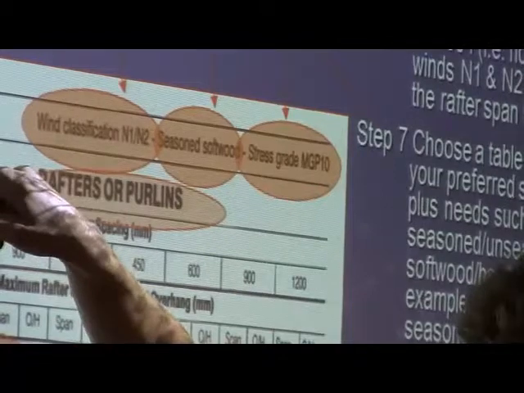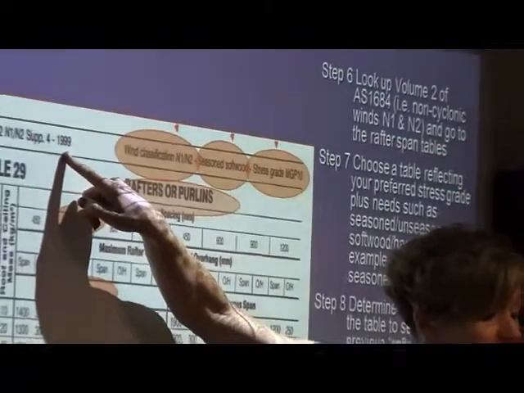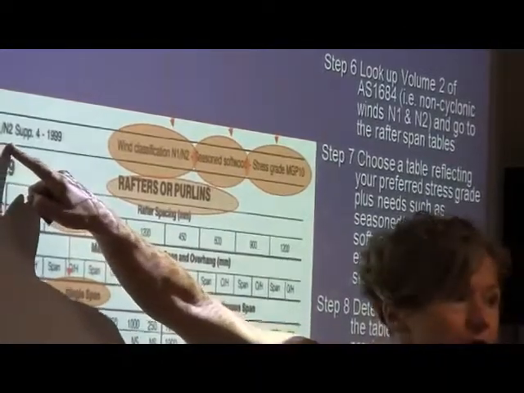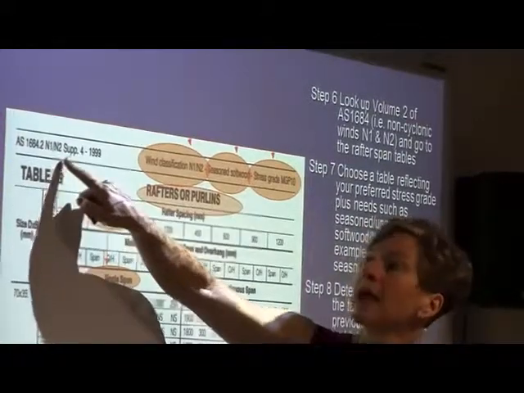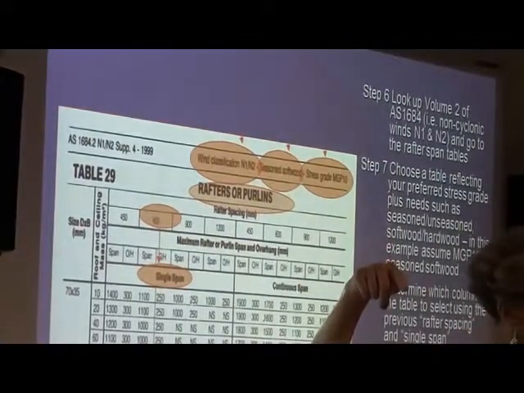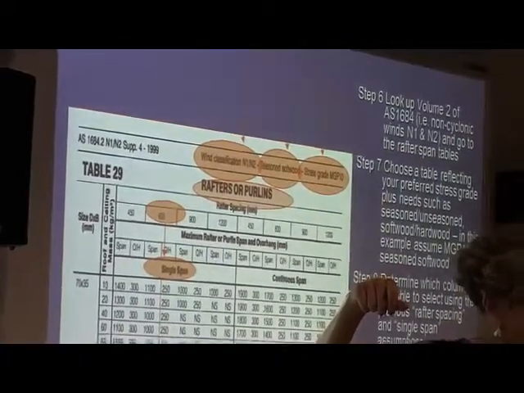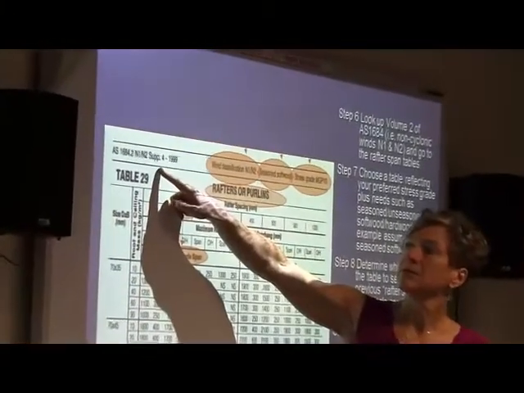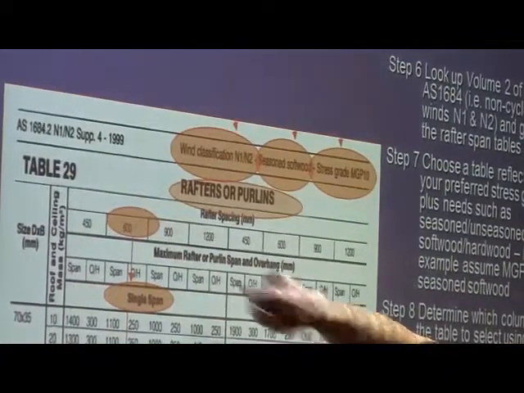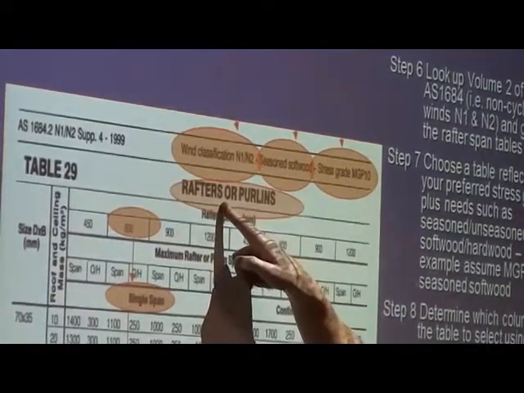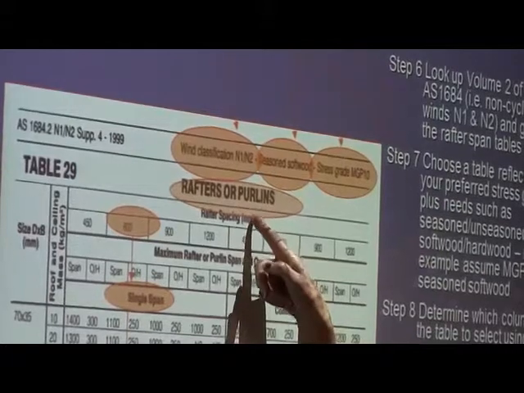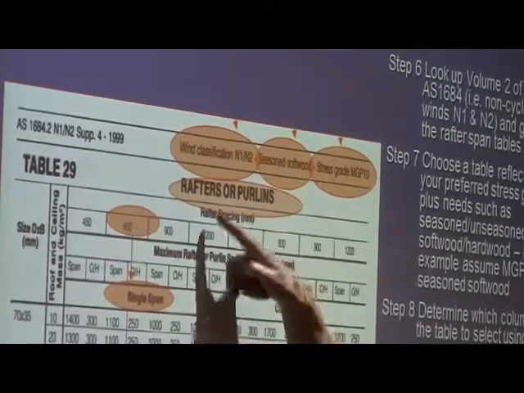This is actually 1999 code. The ones I've given you are the 2010. It'll say AS 1684.2, N1, N2. So they're lumped together. And the supplement number, this is supplement number 4 for MGP10. Supplement 2 is for F7, seasoned softwood. So, and there are, I don't know how many supplements, lots of them. Now this is table 29, which is always the table number for rafters or purlins. Purlins is just another name for a rafter in a slightly different situation, okay?